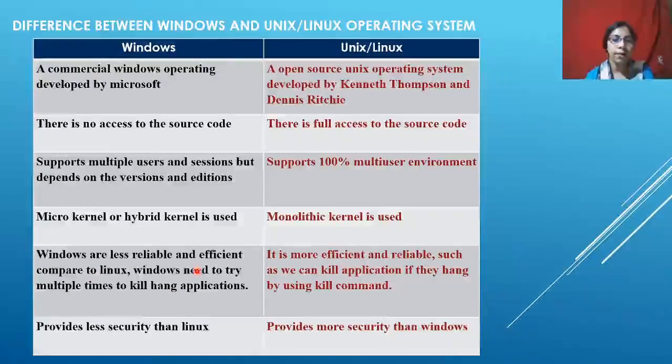Here Windows is less reliable and efficient compared to Linux. Windows needs to try multiple times to kill hung applications. Okay, if you compare this with Unix Linux, it is more efficient and reliable, such as we can kill applications if they hang by using the kill command. There are more powerful commands you can find in Unix Linux. With a single command, it can do a lot of things. That's why those are more efficient and reliable compared to Windows.